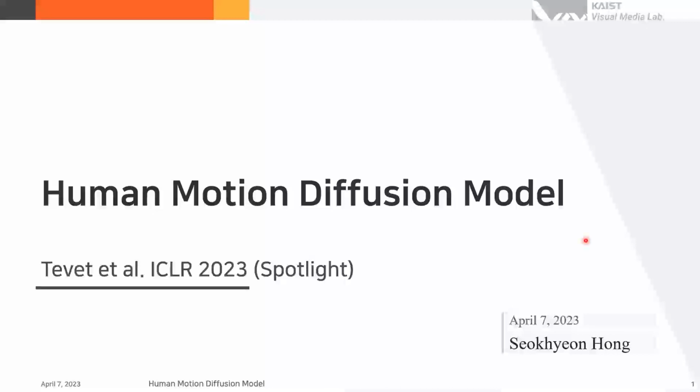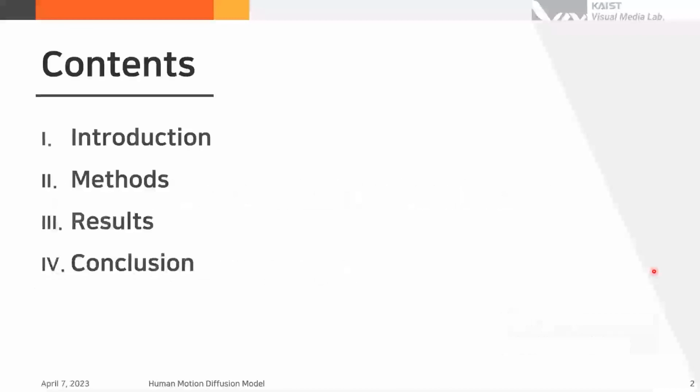The paper that I'm going to share today is Human Motion Diffusion Model, written by Tevet et al., and it was accepted at ICLR 2023 as a spotlight paper, which means that it was in the top 25% among the accepted papers. And as you can see from the title, this paper is about human motion generation using diffusion model. And the contents will be like this.